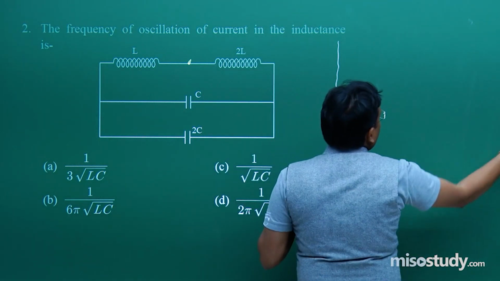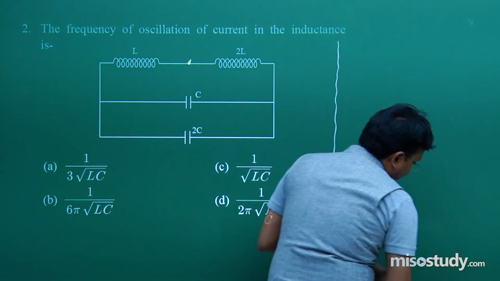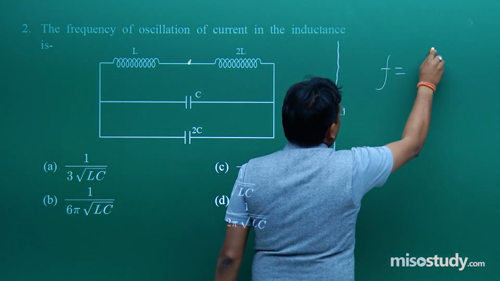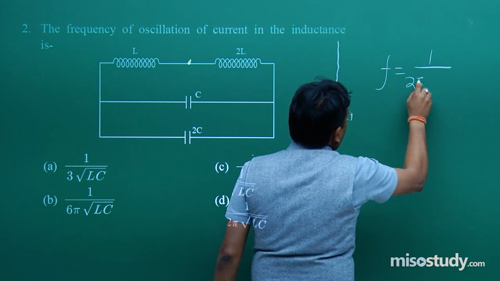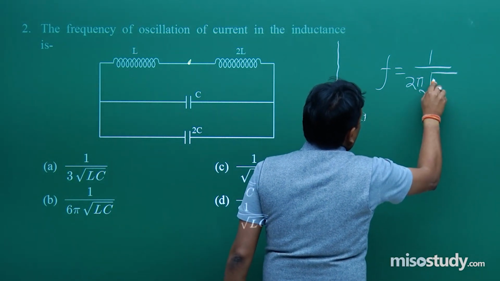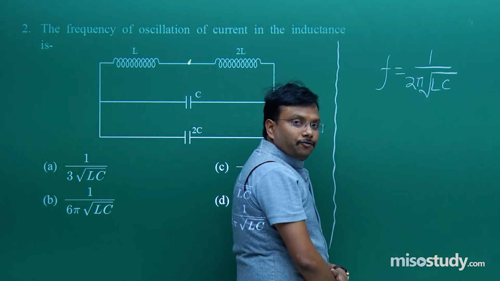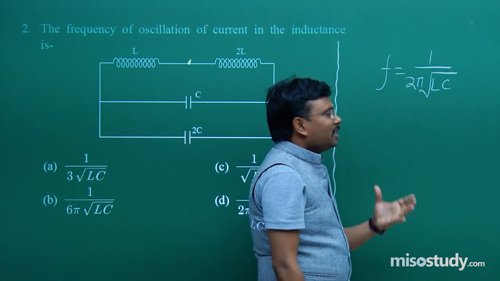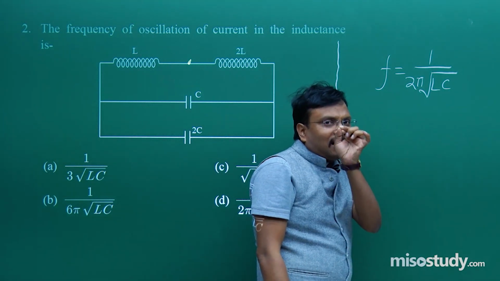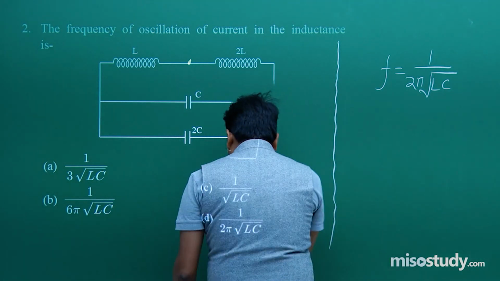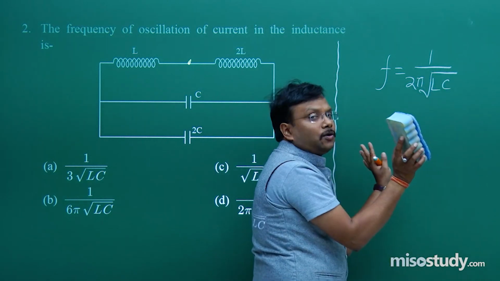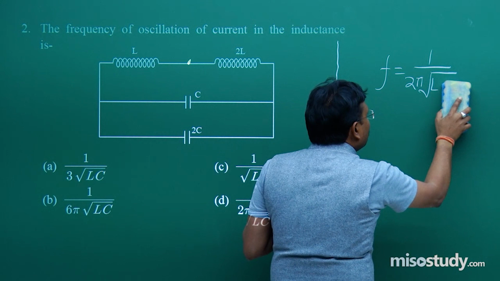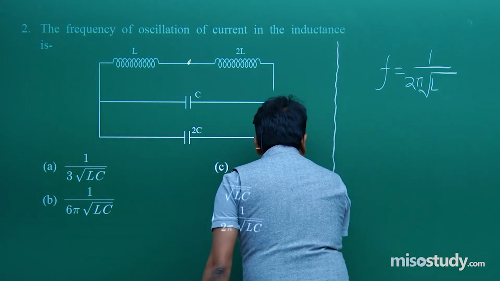So now let's try to find the solution. Students, one formula you all are very much aware, that is 1 upon 2 pi under root LC. Fine. Rather than under root LC, I think I should write it in a slightly different fashion. What is that different fashion? This is formula that you are quite aware of. So what I will do, small change over here.